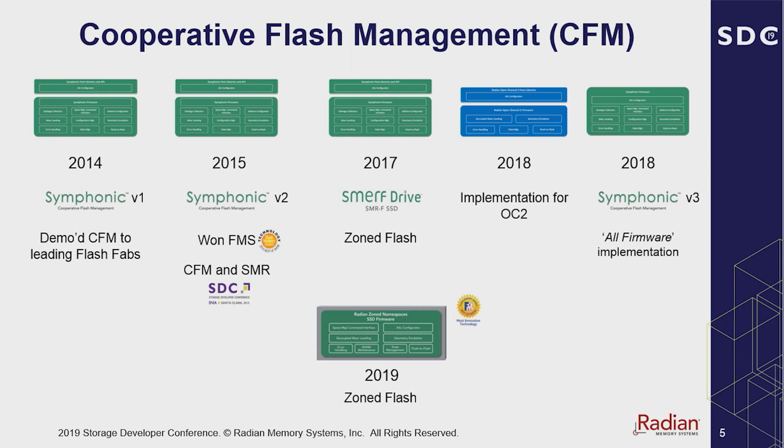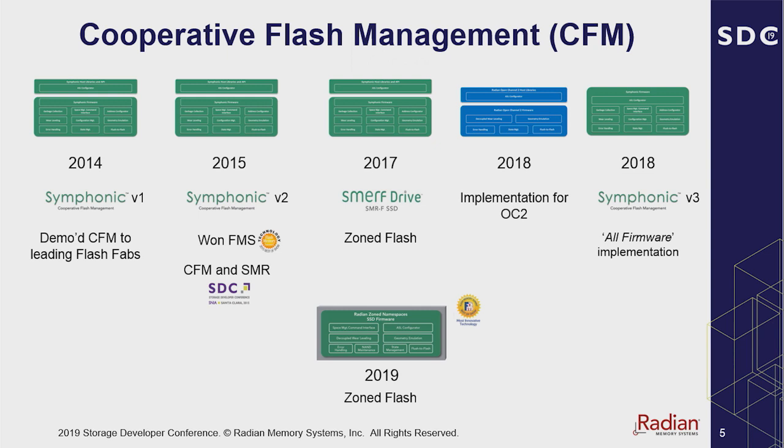Here we show a timeline of the evolution of cooperative flash management and how Radian came to develop its implementation of Zoned Flash. After working on the technology for several years, in 2014, while still in stealth mode, we engaged with some of the industry's leading fabs and demonstrated this new partitioning and redistribution of flash management functionality, including cooperative garbage collection and optional modes for host or device-based wear leveling in a real system, with our Symphonic release V1 using FIO. In 2015, we came out of stealth mode as a company with our Symphonic V2 release.